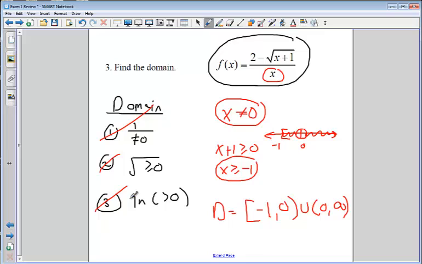Now to find the range, it's a little bit harder. So if you wanted to find the range of this function, you'd have to graph it. This is not a function I would give you because I don't think its graph probably looks that great.